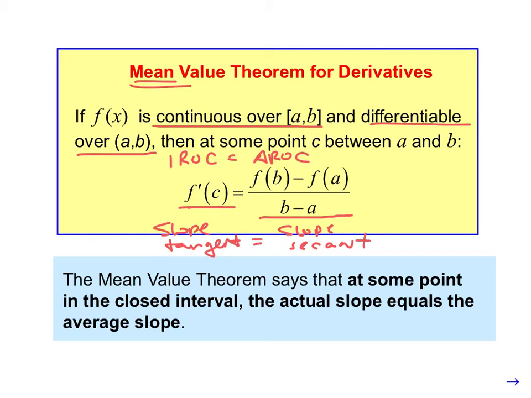On the outside of the foldable, write Mean Value Theorem for Derivatives. Inside the foldable, I want all of this: continuous over a closed interval, differentiable on an open interval. Then the formula is this formula, which is what you're going to wind up remembering. But I would also squeeze in there IROC equals AROC, or slope of tangent equals the slope of the secant. So pause me now so you can get that into your foldable.